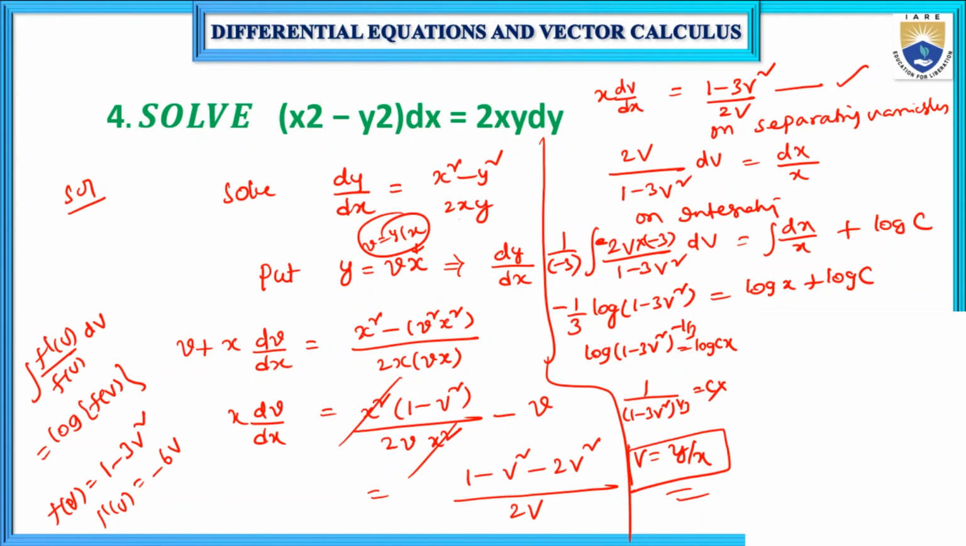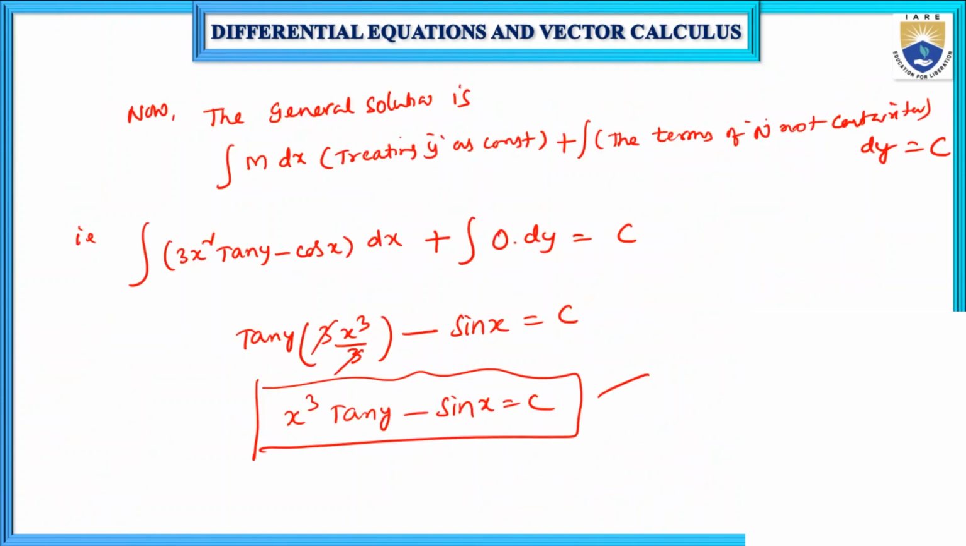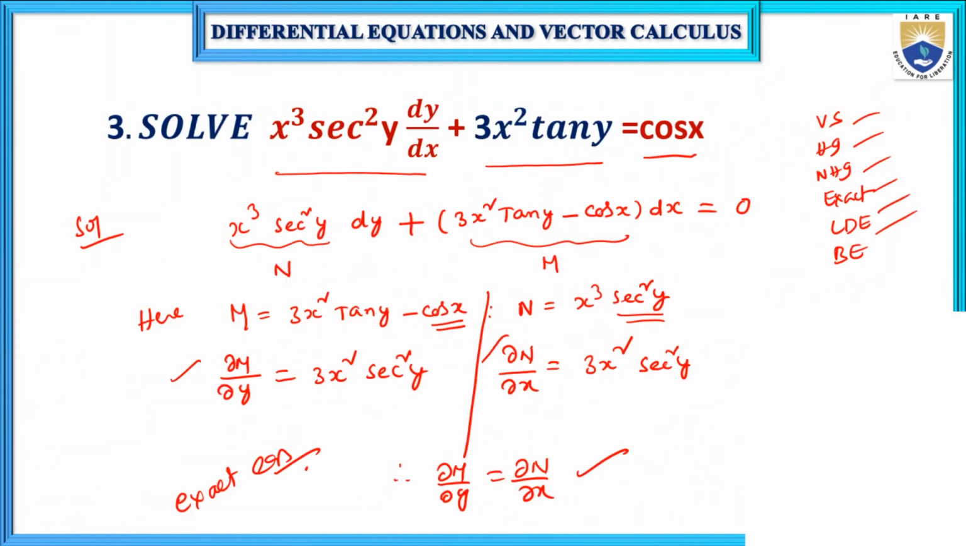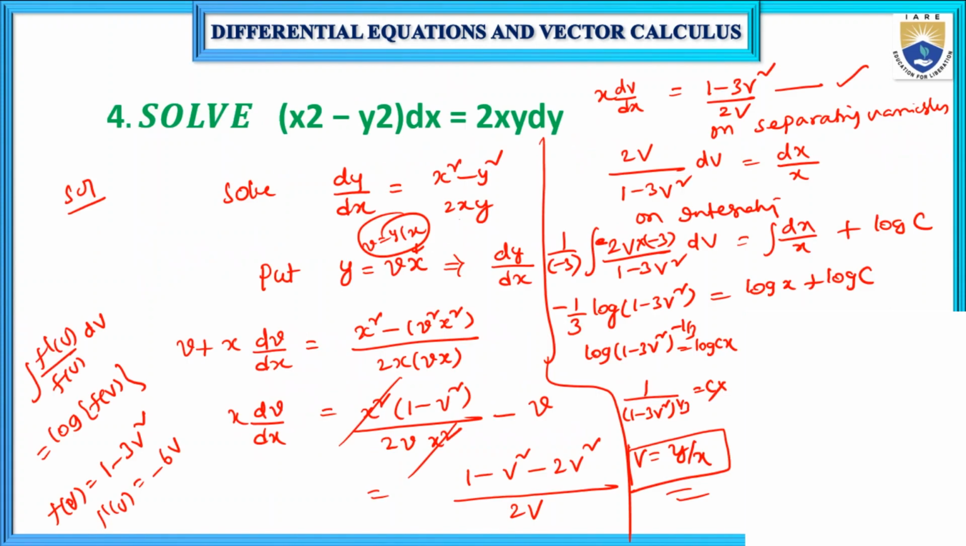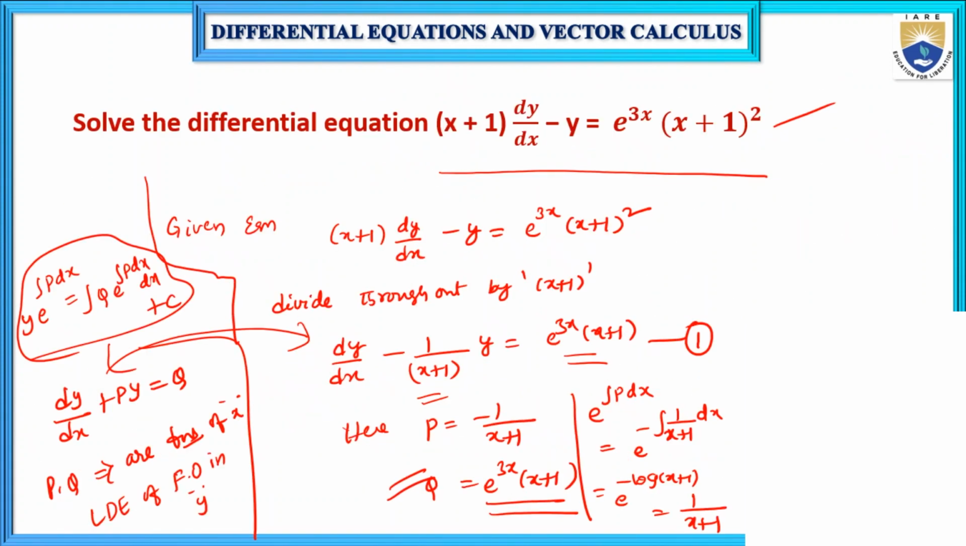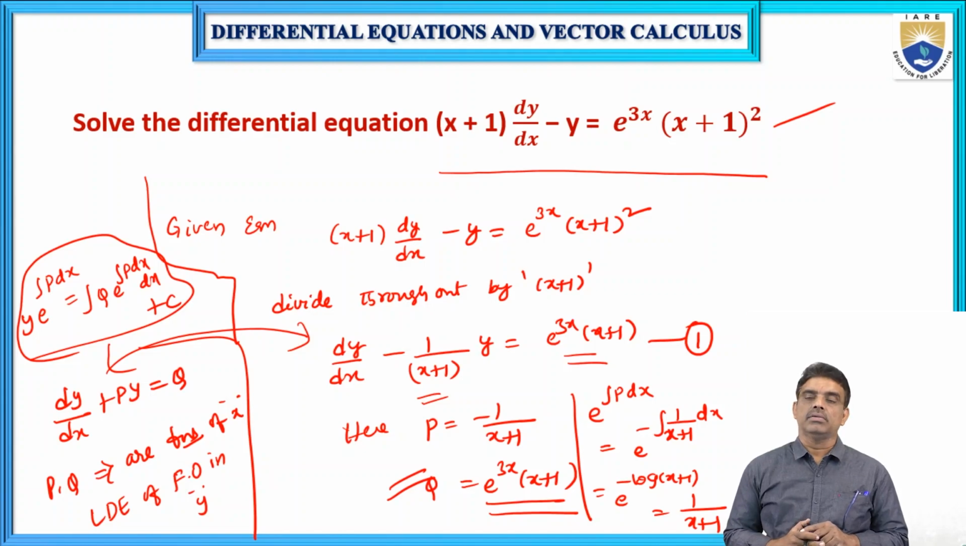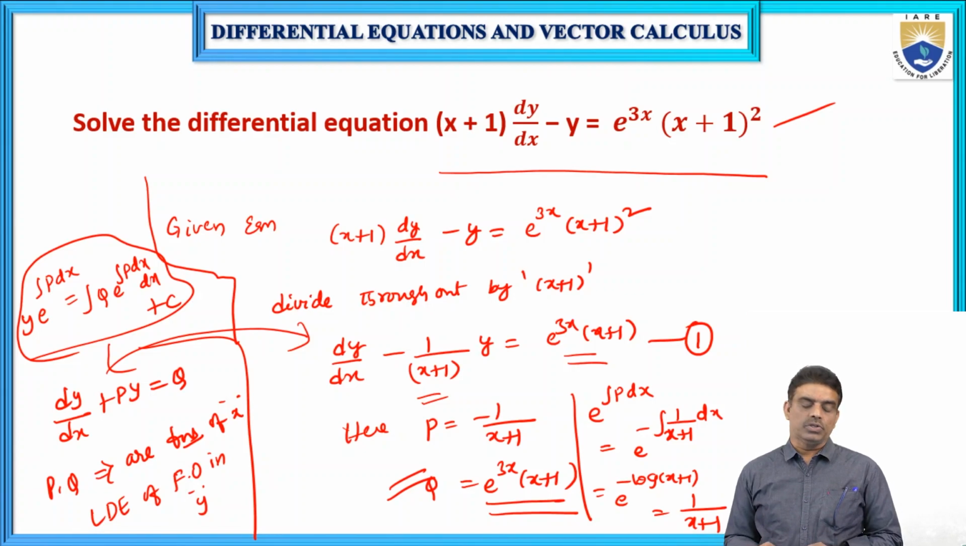So in the first model, we have taken the substitution x by y is equal to v. In the fourth model, we have taken y by x is equal to v. In the second model, we have taken it as an exact equation. And in the third model also, we have solved it by the exact equation method. And in the fifth problem, we solve it as a linear differential equation of first order in y. So these are the questions involved in the part B, first phase solutions.